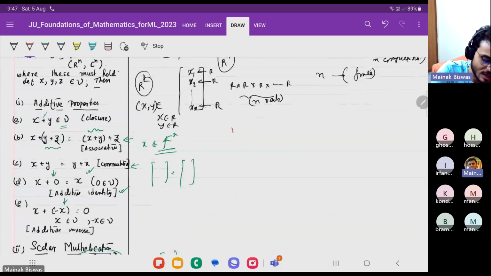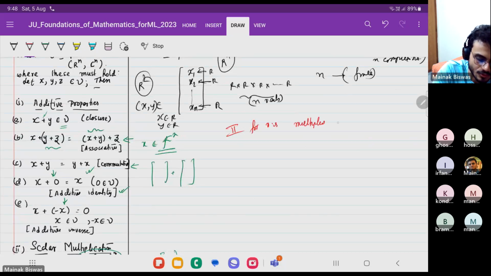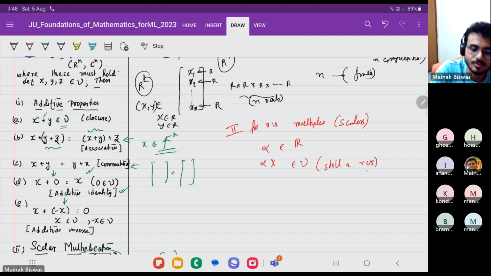Similarly, for random variables we can see the multiplicative properties for scalars. Say alpha belongs to the real numbers. Is alpha X still a random variable? So 10 times a random variable is also a random variable, right? Yes. So it's closed under scalar multiplication.